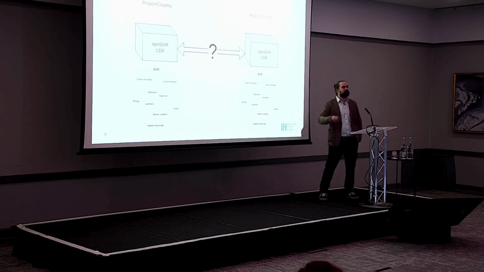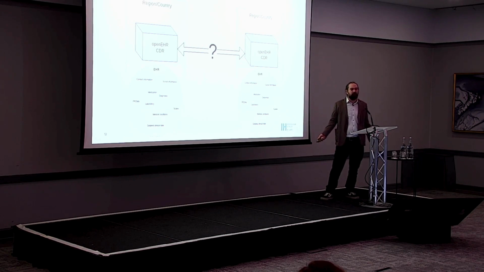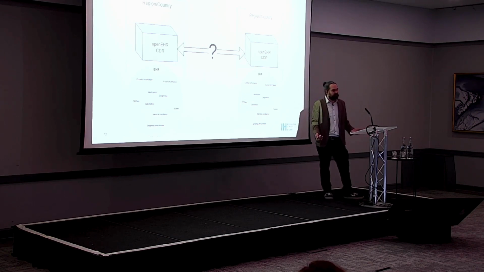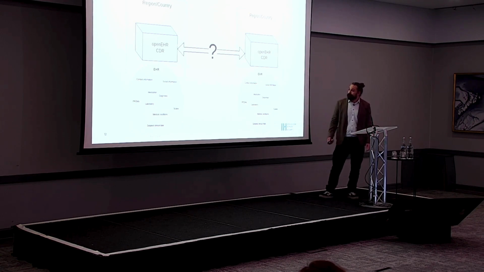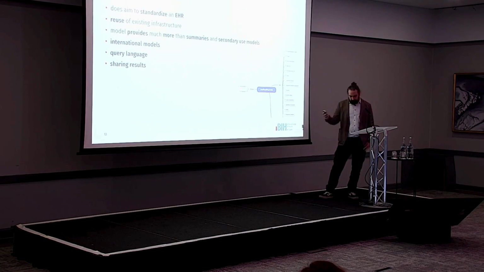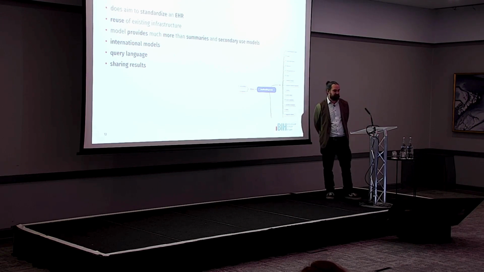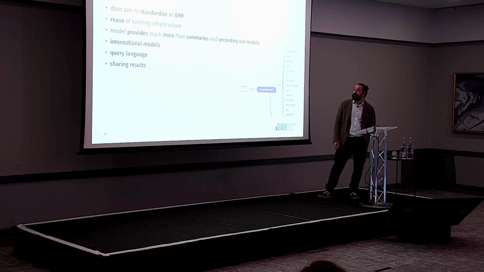So if you think you'll go out there standardizing your EHR using OMOP, it's not possible because it doesn't provide you the semantics. Anyways, so why openEHR, right? When we were looking at FHIR and OMOP and all this stuff, the good part about openEHR is it really tries to standardize an EHR. And as I said, when you want to move bits and bits out, you should do that at the same moment. You should standardize an EHR because that really helps in the end. And the good part is obviously if you already have an openEHR CDR, you're just reusing existing architecture. And as said, the model provides much, much more than just summaries and secondary use models.